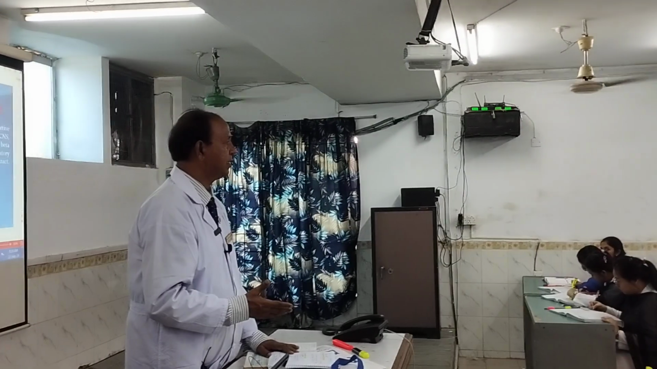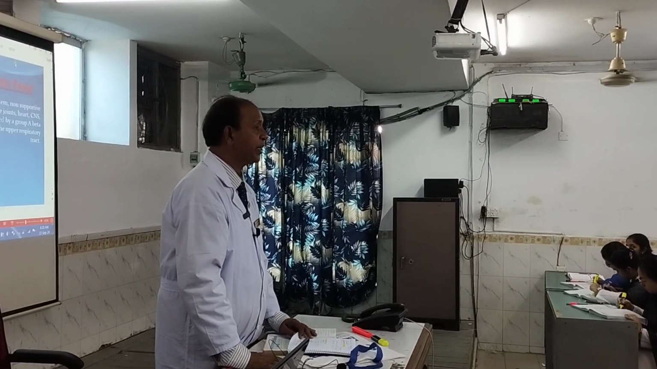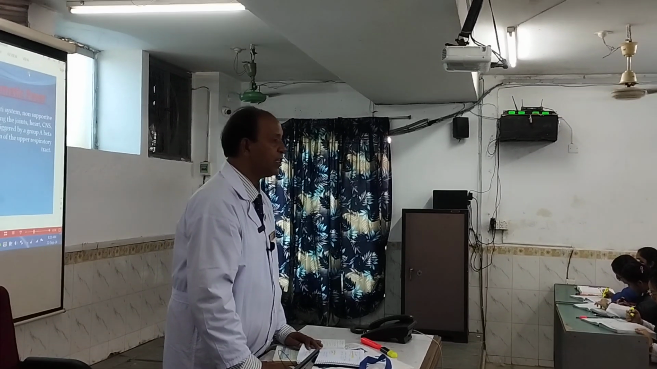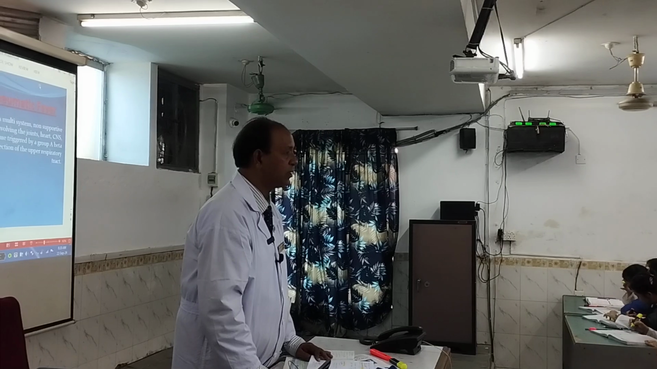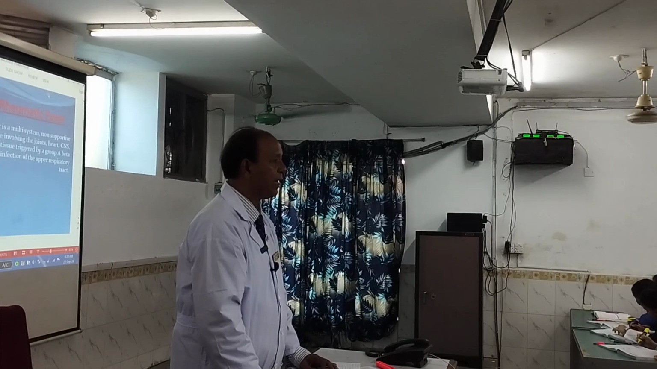Next one is carditis. There is pericarditis, that is pericardial rub, pericardial effusion, chest pain. Then myocarditis. Myocarditis means a conduction defect. In the ECG, the PR interval will be prolonged.